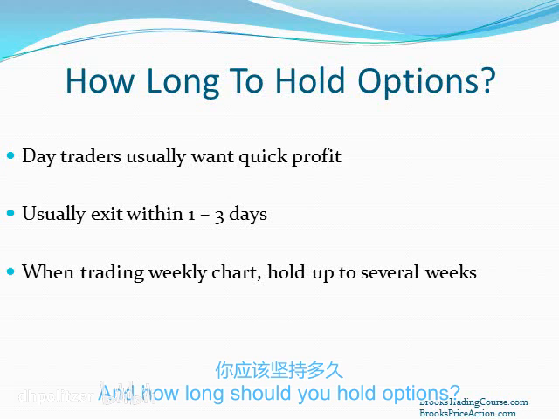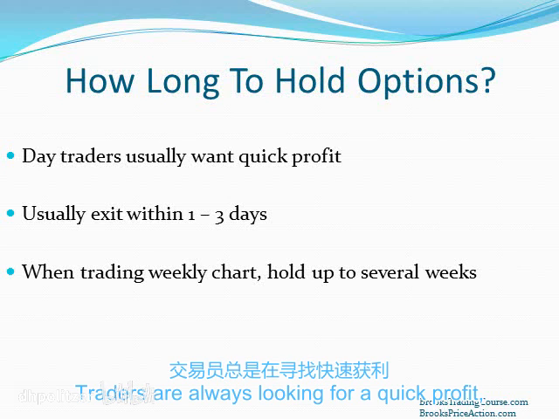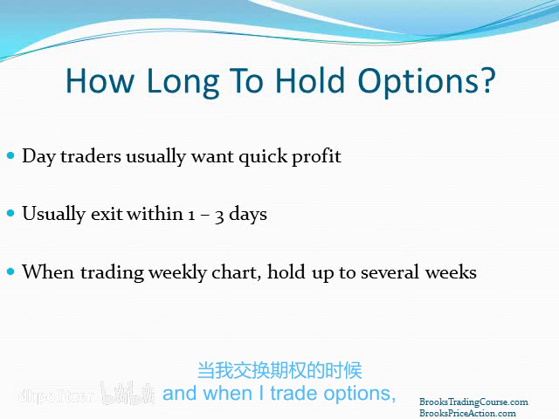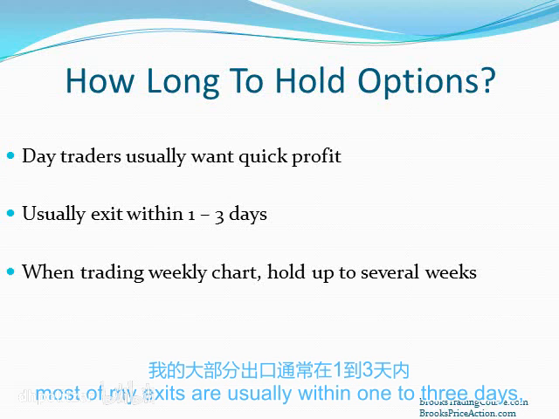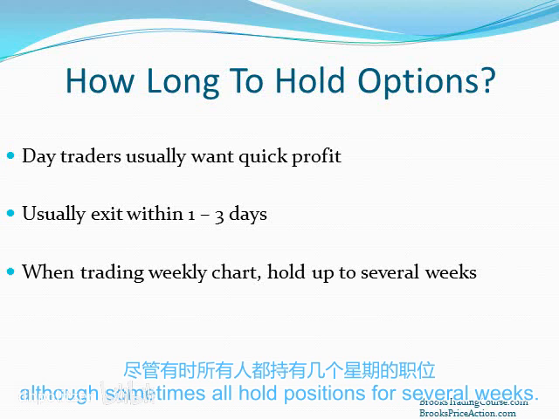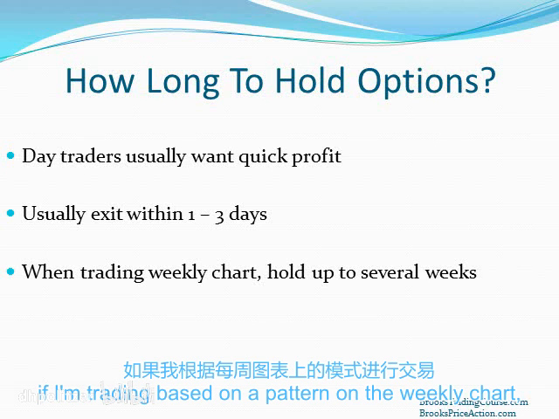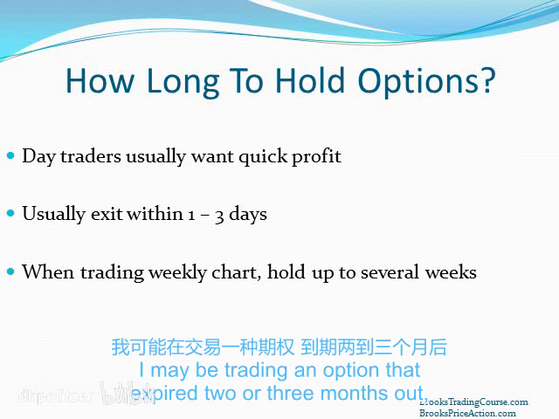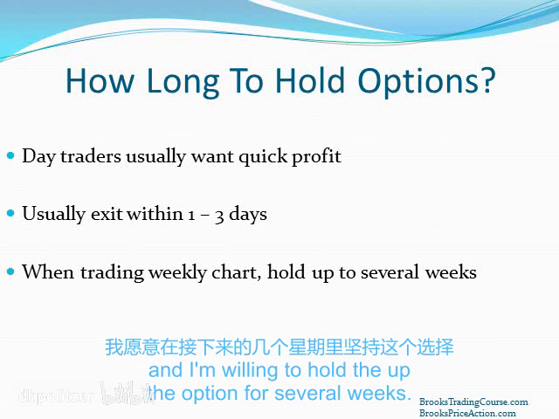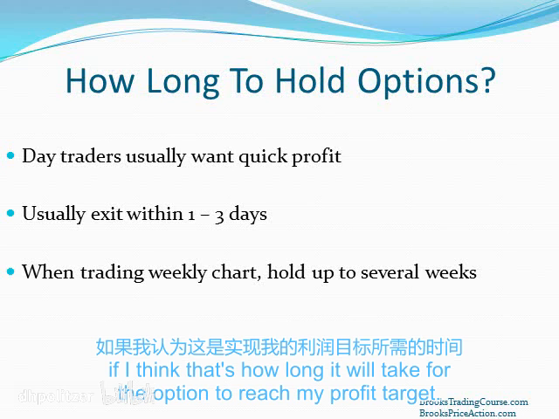And how long should you hold options? Day traders are always looking for a quick profit, and when I trade options, most of my exits are usually within 1 to 3 days, although sometimes I'll hold positions for several weeks. For example, if I'm trading based on a pattern on the weekly chart, I may be trading an option that expires 2 or 3 months out, and I'm willing to hold the option for several weeks if I think that's how long it will take for the option to reach my profit target.